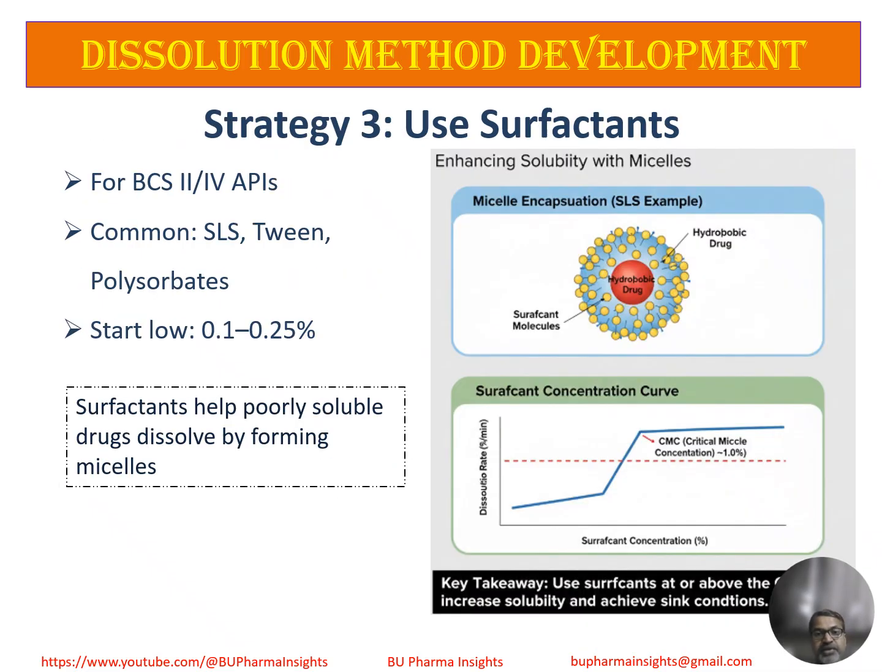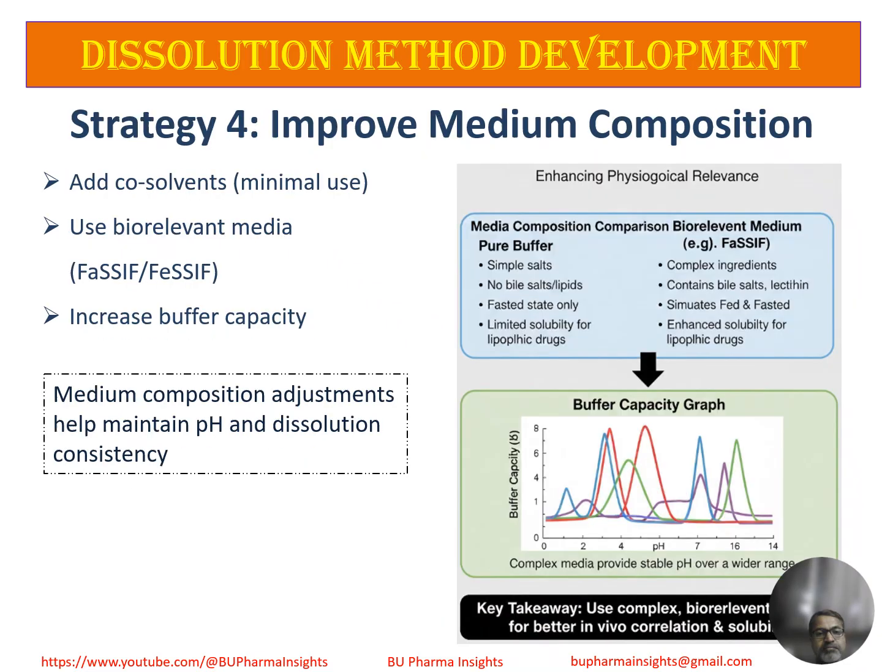Surfactants reduce interfacial tension and improve solubility, especially for BCS class 2 and class 4 drugs. Common choices include SLS, Tween, and polysorbates. Always start low, around 0.1 to 0.25%. Keep concentrations reasonable because excessive surfactants can distort dissolution behavior and mask formulation differences.